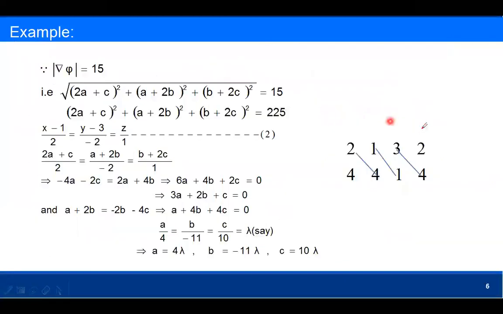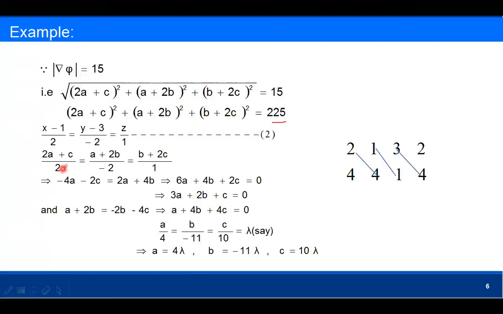So squaring on both sides, we will get (2a plus c) whole square plus (a plus 2b) whole square plus (b plus 2c) whole square equal to 225. Since according to the problem, the directional derivative is maximum in the direction of the line (x minus 1) by 2 equal to (y minus 3) by minus 2 equal to z by 1, that means this vector function and this line are parallel. So therefore find the ratio of these two.